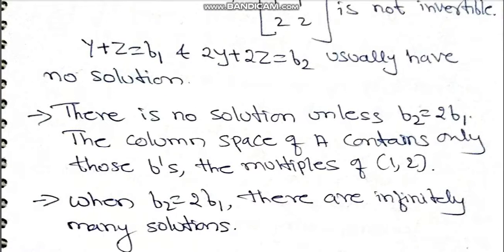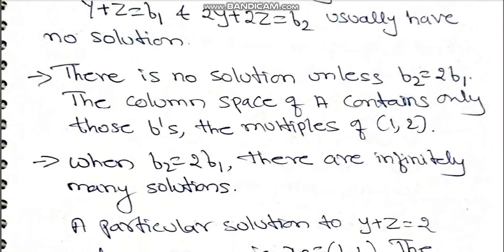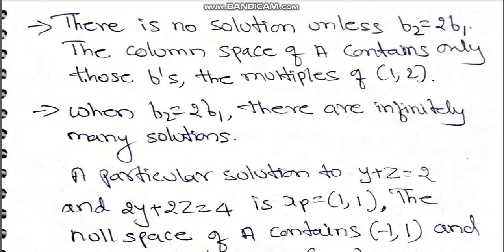So here a contains only those b's that are multiples of 1 and 2. Given b1 and b2, see here you have the first row as 1 1 and the second row as 2 2. So the second row also should be, b2 should be 2 times b1. So there are infinitely many solutions when b2 is equal to 2 times b1.